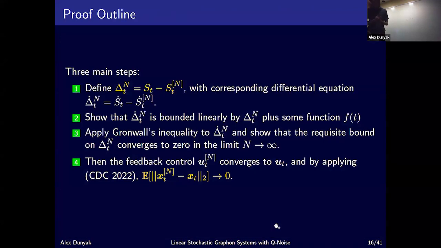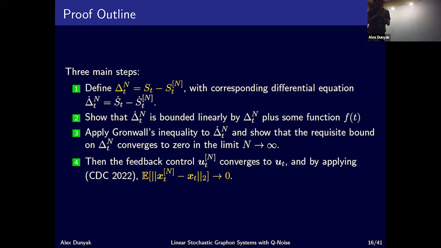So the way we prove this is somewhat long and involved, but it has three main steps. First we write this variable delta n here, which is just the difference between the solutions of the operator Riccati equations for the respective systems. This has the corresponding differential equation delta dot, which is just the difference between the two Riccati equations that S solves.